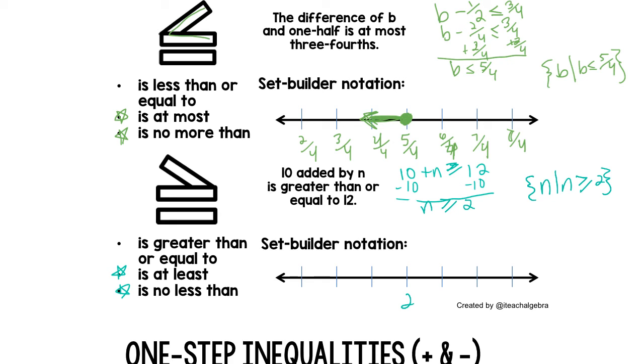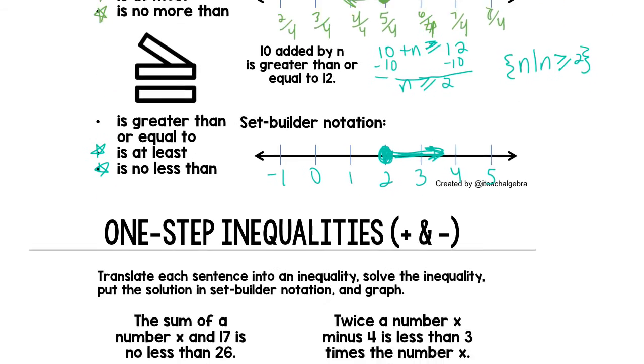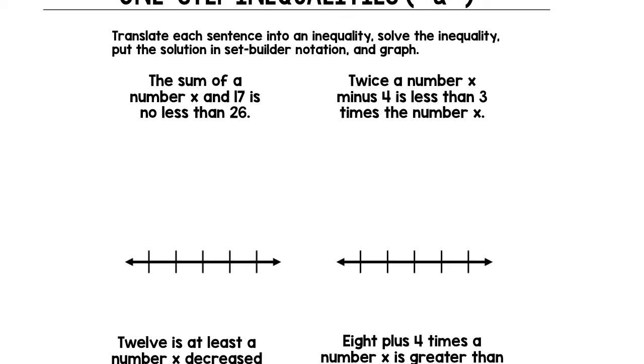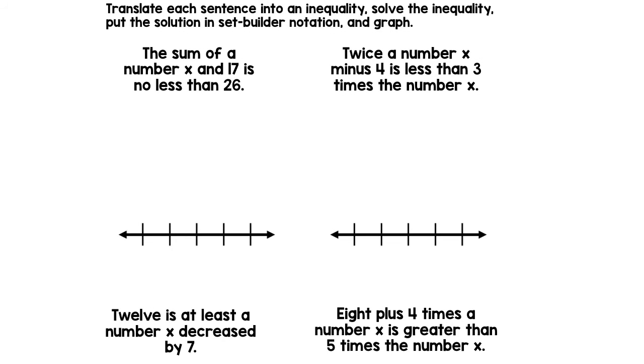We want to fill out our number line. Our solution is at 2, and there's an equals involved, so we get a dot. Greater than means we're going to point towards the right, just like the inequality shows us. Okay, now that we've learned about how these work, let's solve some inequalities. Translate each sentence into an inequality, solve the inequality, and put it in set builder notation and graph.